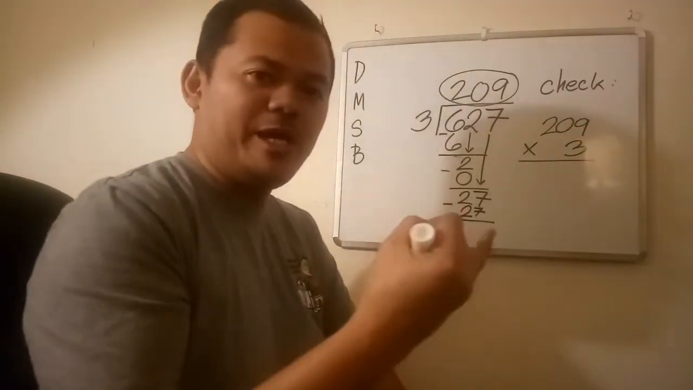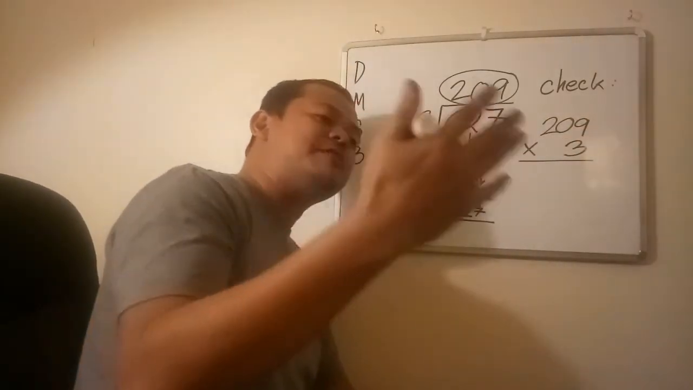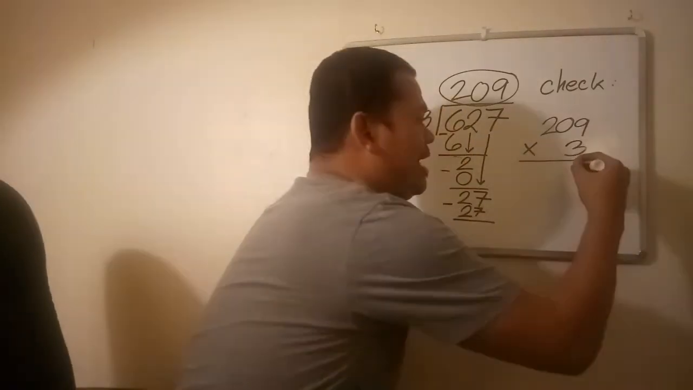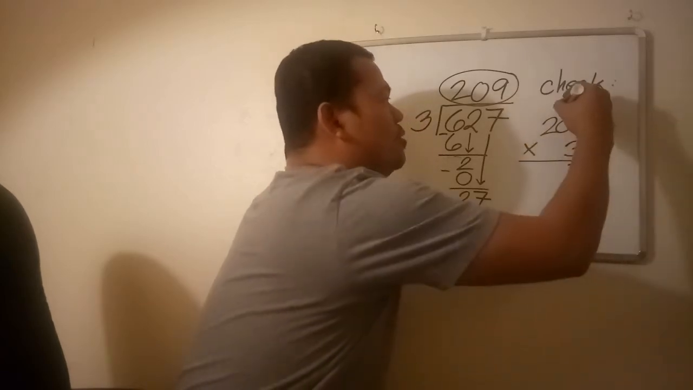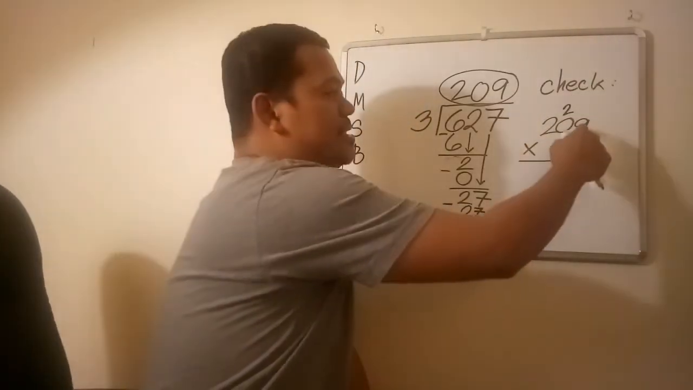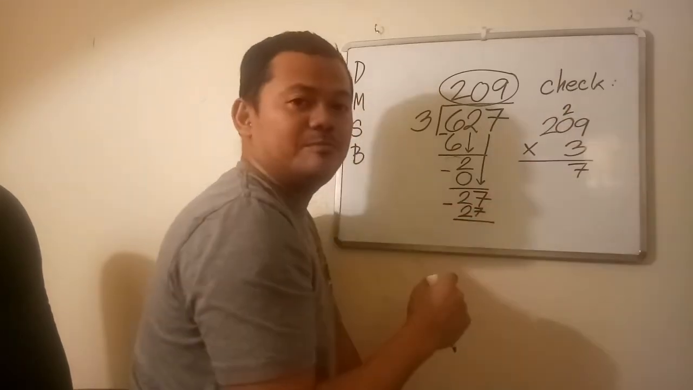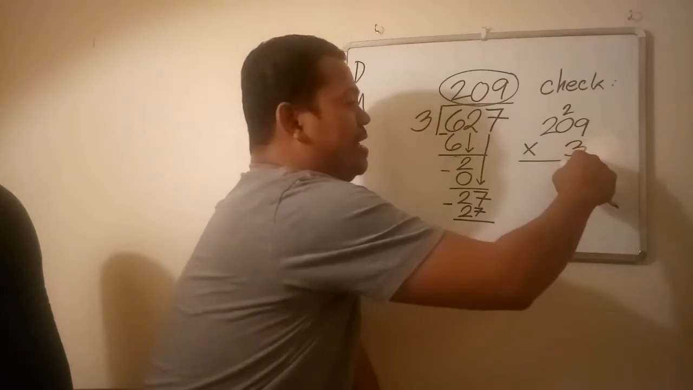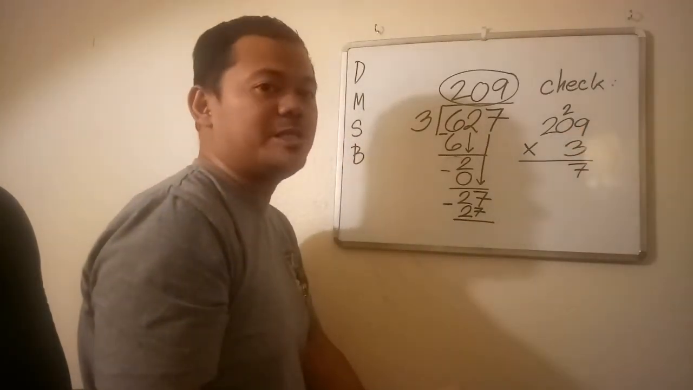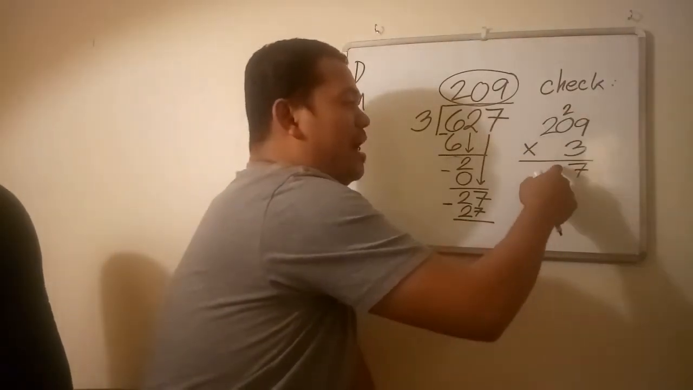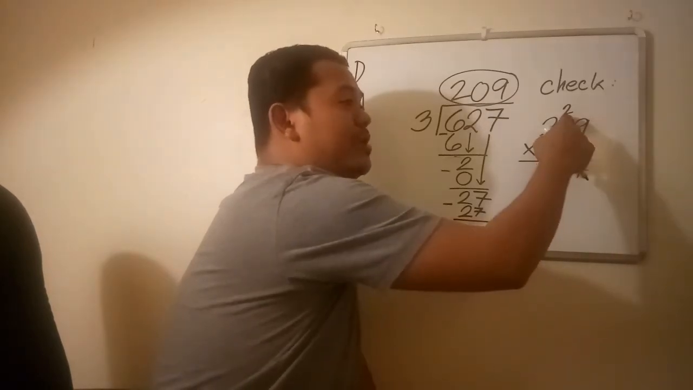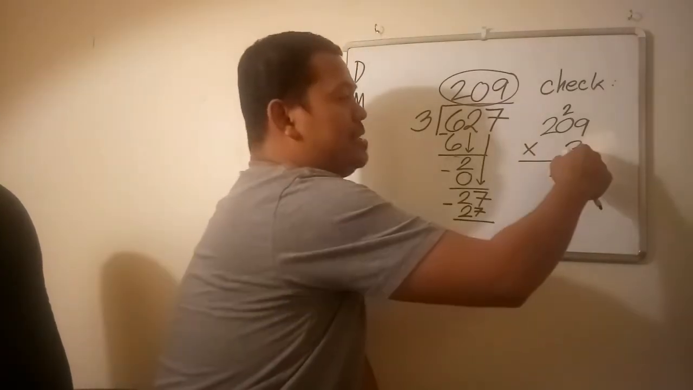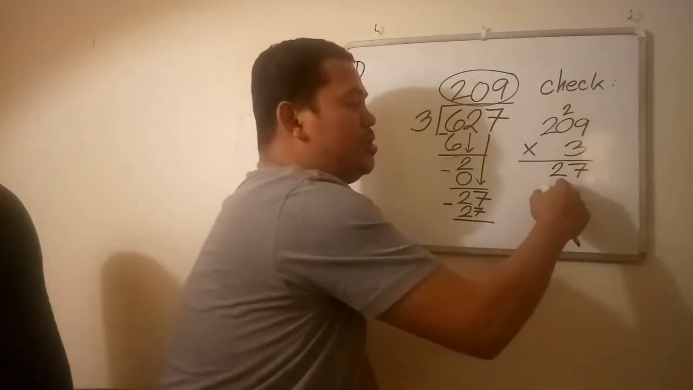So 3 times 9. Let's count by 3 again: 3, 6, 9, 12, 15, 18, 21, 24, 27. It's 27. Write 7, carry 2. Are you following? Very good. Now, let us proceed. 3 times 0 is 0. Are we going to write 0 now? Not yet, because we have 2 there. So 0 plus 2 is equal to 2.